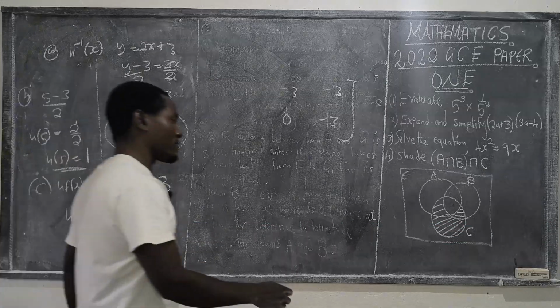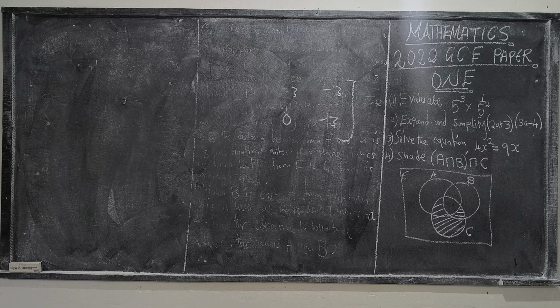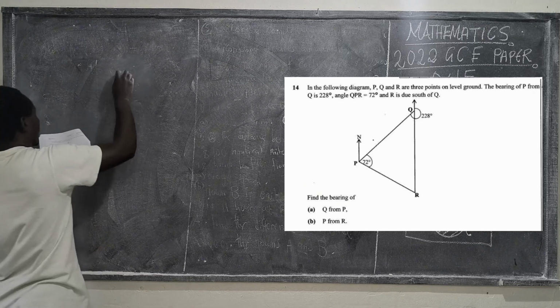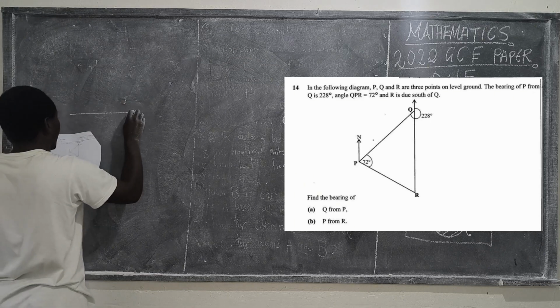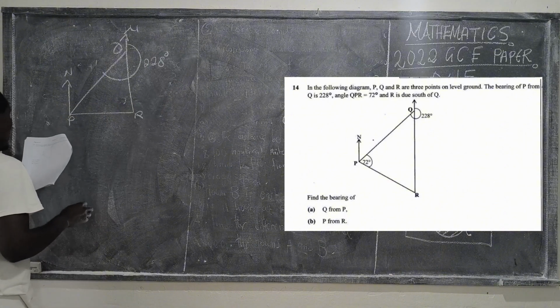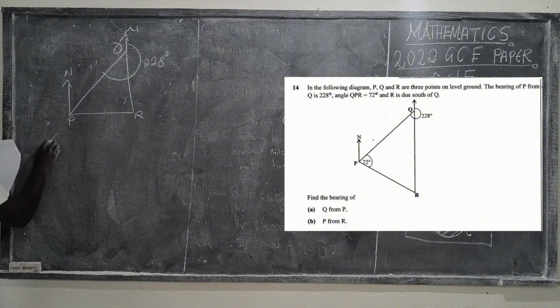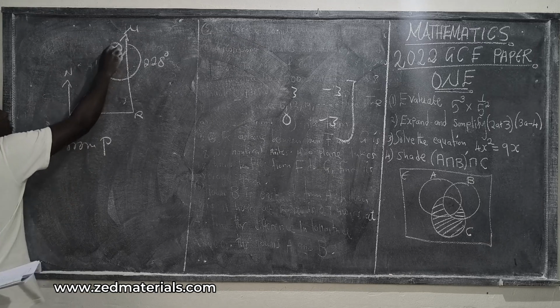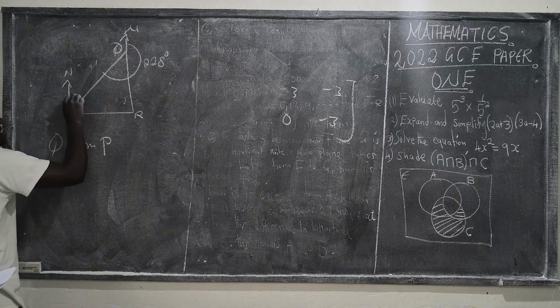Question number 14. When you go to the grade 10 topic, we explained bearings. The first one, they are saying find the bearing of Q from P. So I'll just draw the way it is roughly. They want this bearing which is here, just this one.